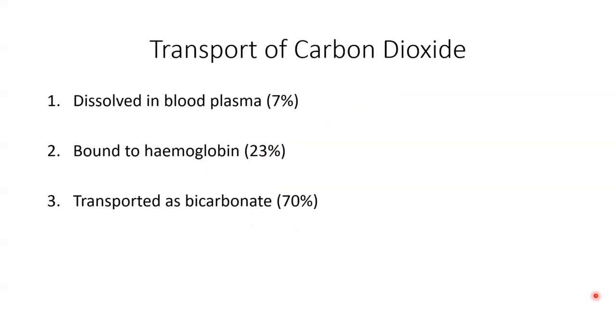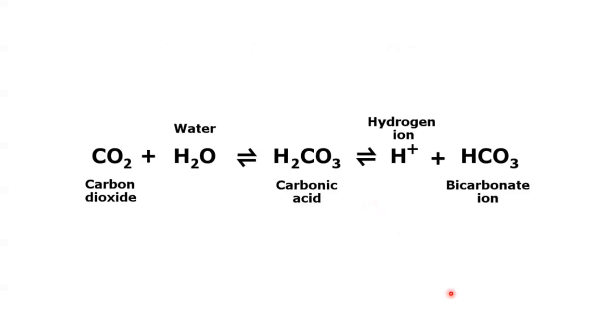Moving on to carbon dioxide, and carbon dioxide is transported in the blood in three main forms. 7% is dissolved in blood plasma, 23% is bound to hemoglobin, and 70% is transported as bicarbonate ions. Now, being transported either dissolved in blood plasma or bound to hemoglobin is pretty self-explanatory. However, how carbon dioxide is transported as bicarbonate ions is a little bit more complex.